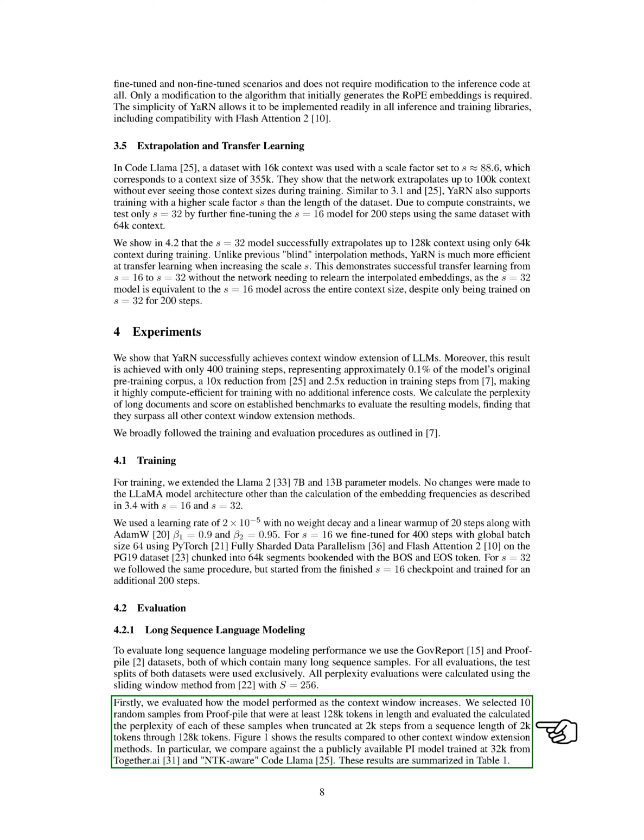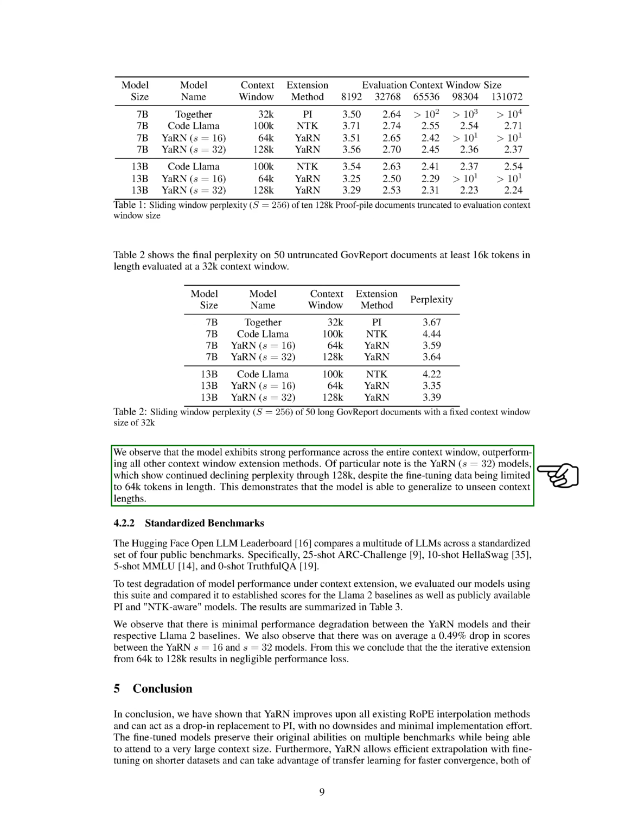We compared our results with other methods of extending the context window. Specifically, we looked at a publicly available PI model trained at 32,000 from Together.ai and a model called NTK-by-parts, Code Llama. We found that our model performed strongly across the entire context window, outperforming all other methods. One model that stood out was the YaRN model with a window size of 32. Despite the fine-tuning data being limited to 64,000 tokens, this model showed a continued decrease in perplexity up to 128,000 tokens. This suggests that our model can generalize to unseen context lengths.